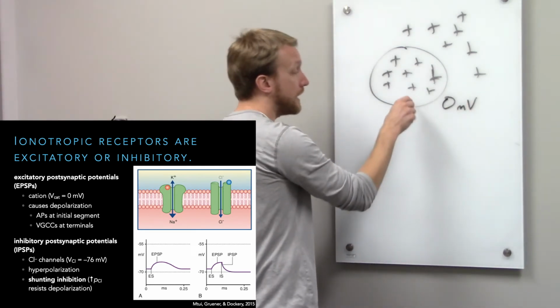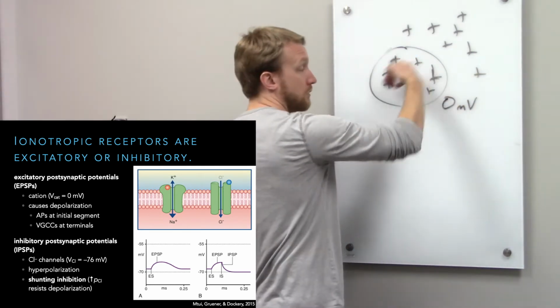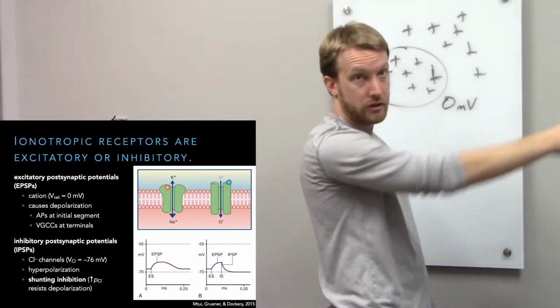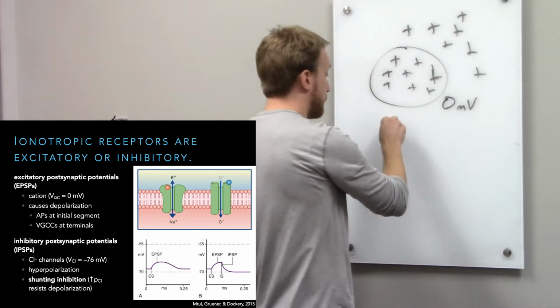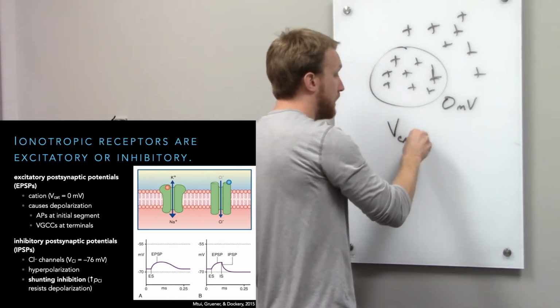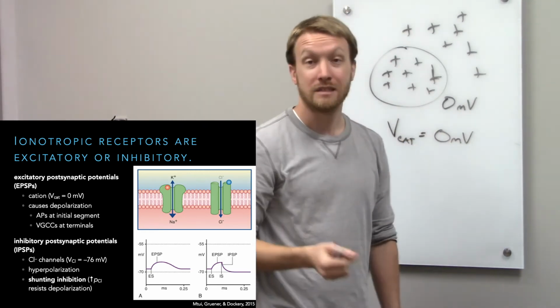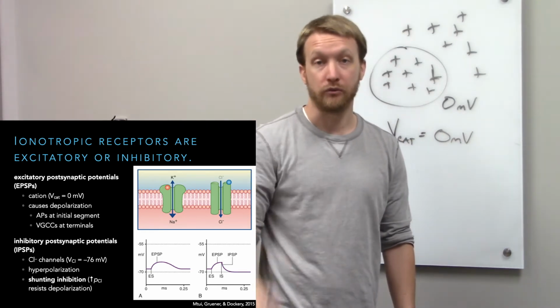Anytime the cell's a little negative, positive charge is going to want to move in. Anytime the cell's a little bit positive, charge is going to want to move out. So the reversal potential for a non-specific cation channel is going to be 0 millivolts. This doesn't mean that we create no current. It means that we move towards 0, and that's well above threshold.